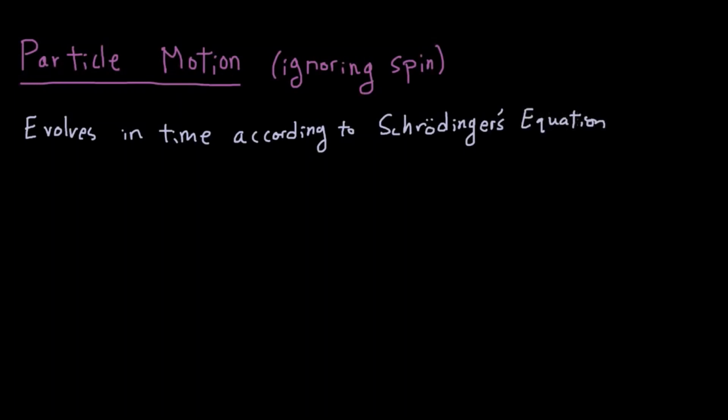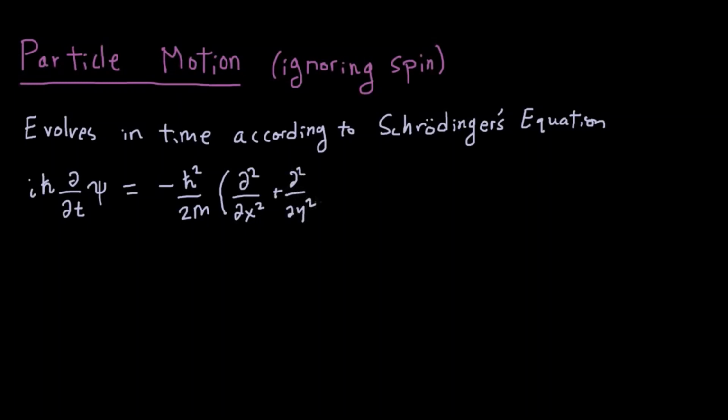And what is Schrodinger's equation? Well, it's just i times h bar times the partial derivative of our wave function psi with respect to t equals negative h bar squared over 2m, where m is the mass of our particle, times the second partial derivative with respect to x plus the second partial derivative with respect to y plus the second partial derivative with respect to z of psi. So this is Schrodinger's equation here.